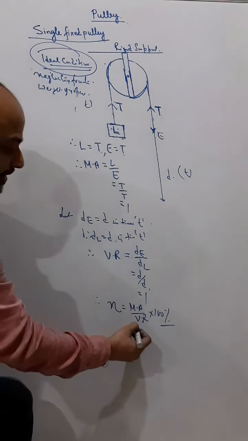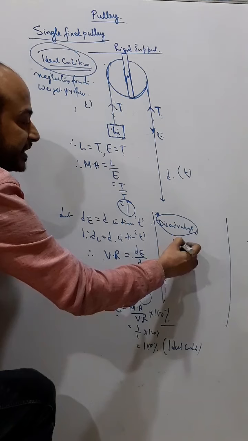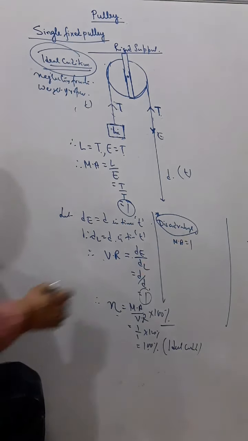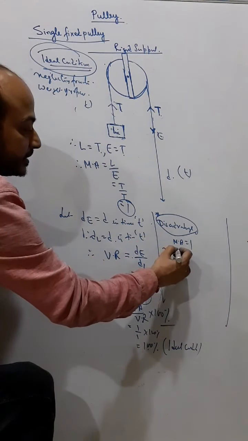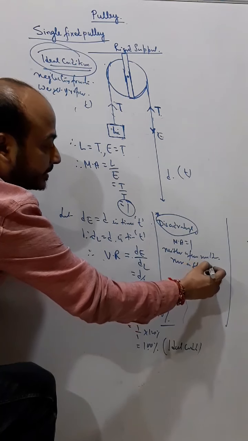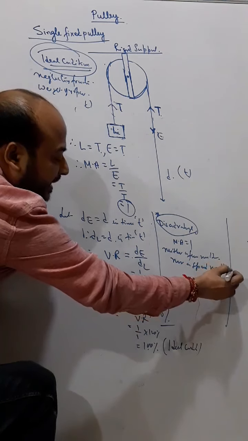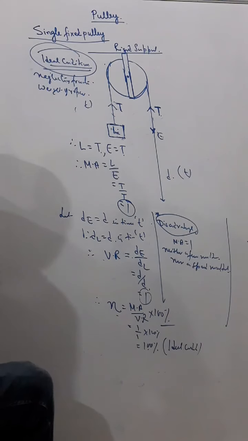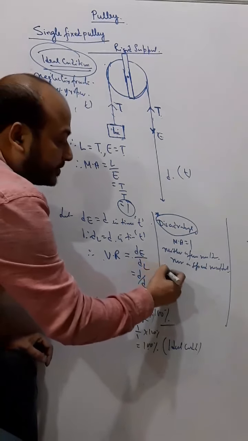Now from here we can understand there is some advantage and disadvantage. What is the disadvantage? The disadvantage of a single fixed pulley is that its mechanical advantage is 1. That means it is neither a force multiplier nor a speed multiplier, so we can gain neither in force nor in speed. But what is the advantage?